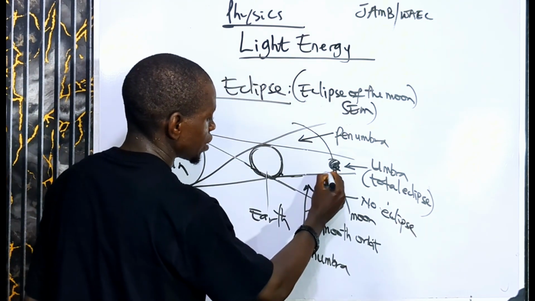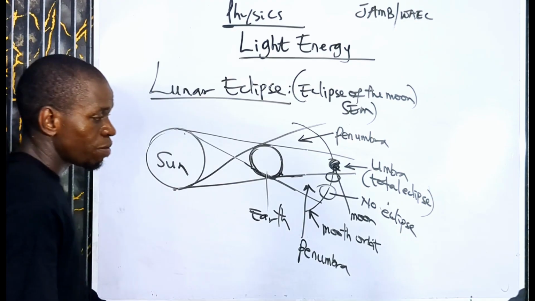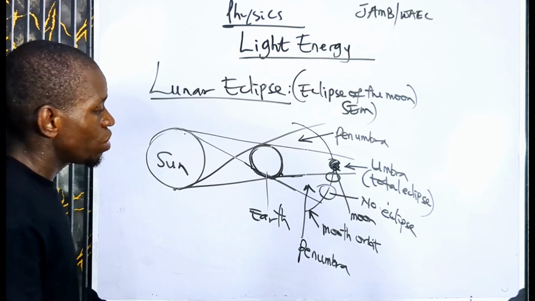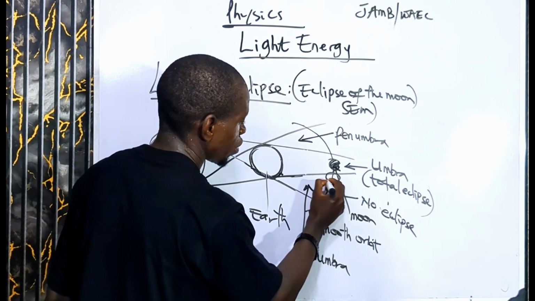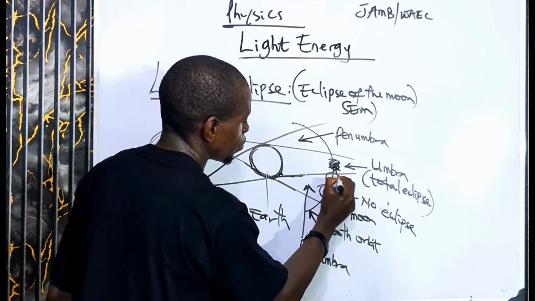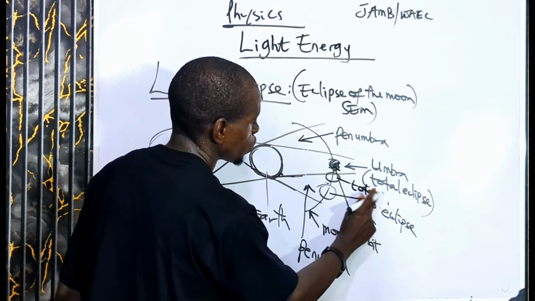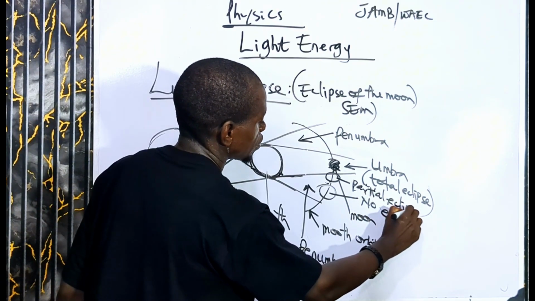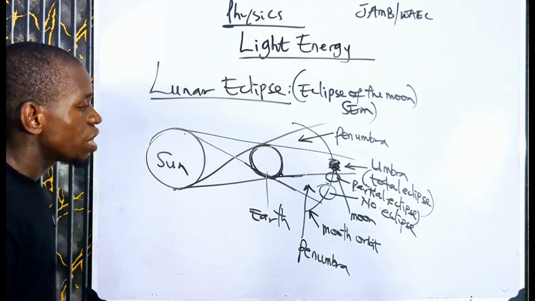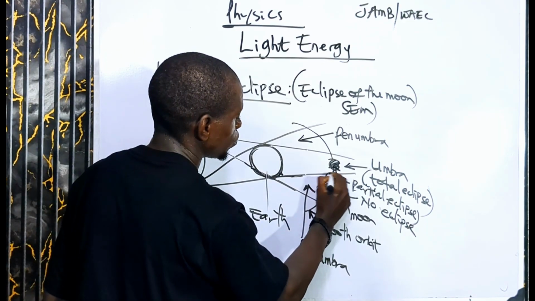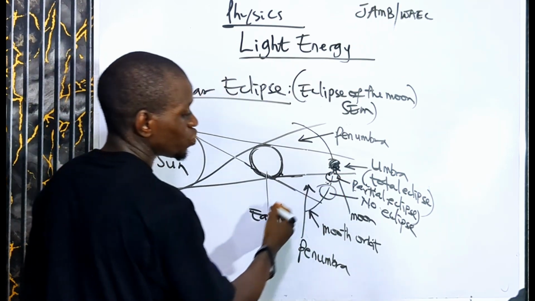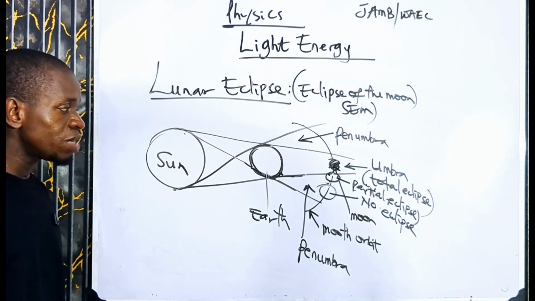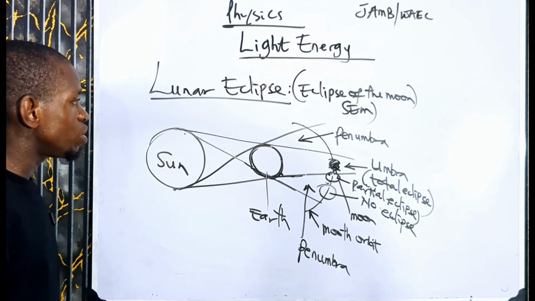However, what if the moon is between the penumbra region and the umbra region? What are we going to have? If it is between the penumbra region and the umbra region, we're going to have total eclipse. Sorry, we're going to have partial eclipse. Because it's between your umbra region and penumbra region, we're going to have what they call your partial eclipse. So that is exactly what we need to know.